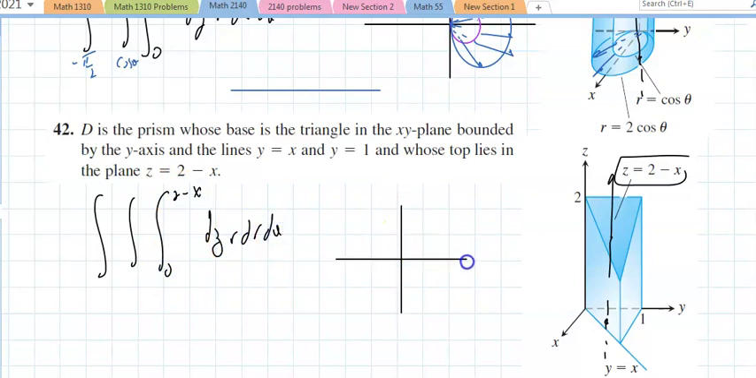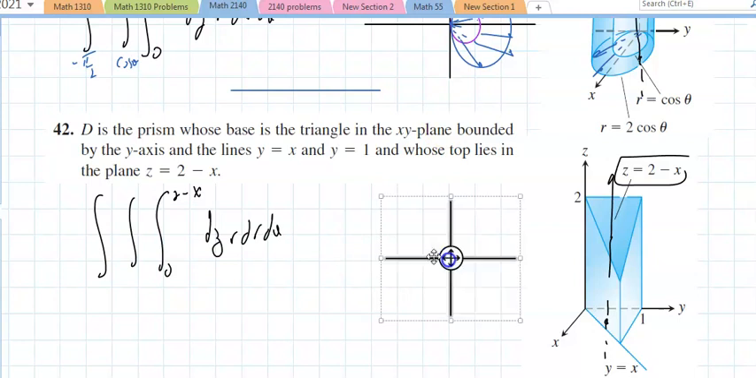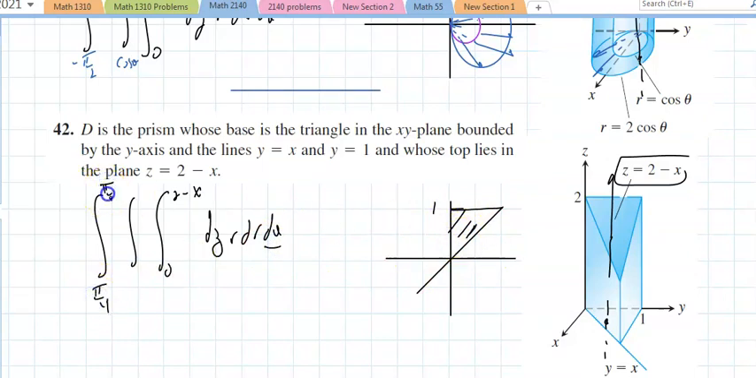If it was me and I said find the volume, I would really probably set it up in terms of rectangular. y equal x and y equal 1. And they're talking about this region. Well, let's see how this works. If I'm going to run d theta, theta is going to run from pi over 4 to pi over 2. And r is going to run from 0.